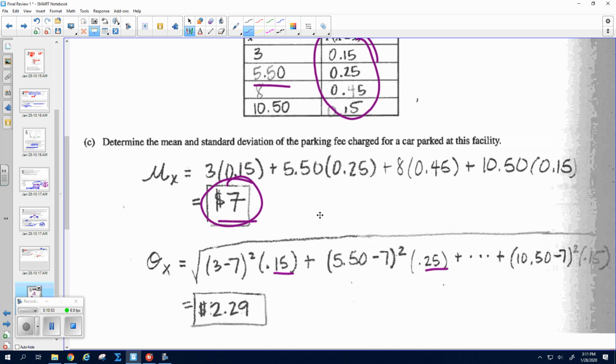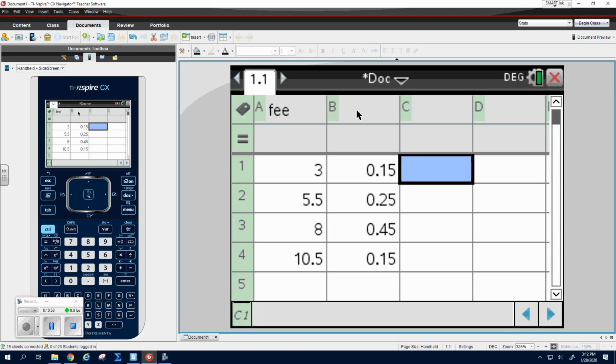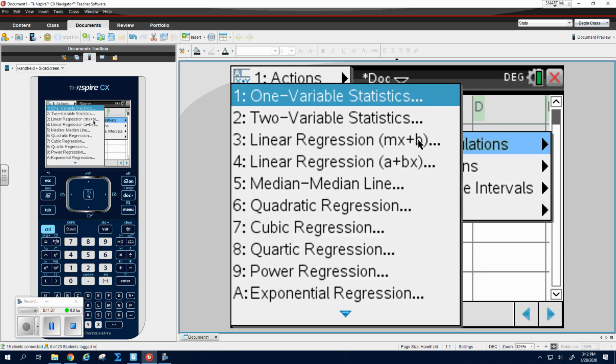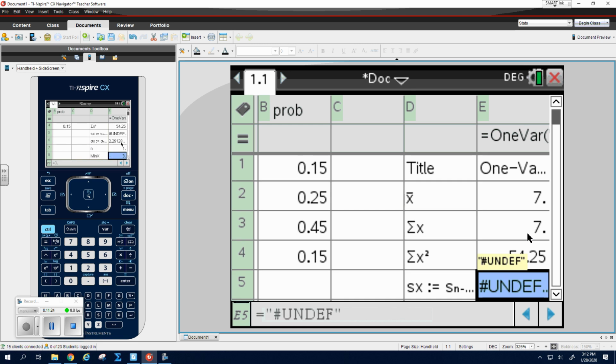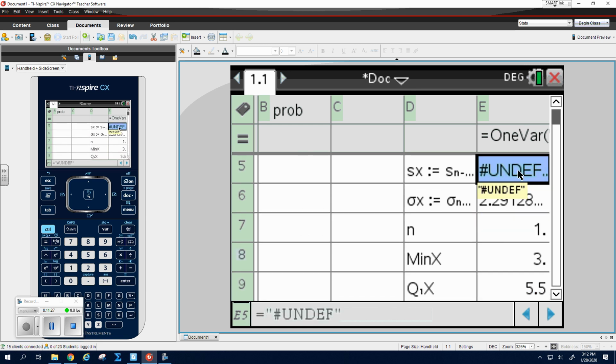In case you guys forgot, you can do this on your calculator. If you enter the data, that's the fee, and this one's the probability, you go to Menu, Statistics, Stat Calculations, One Variable Statistics, and you plug in your X list as fee and your frequency list as probability. So it's still a one variable statistics, but you're putting probability in for frequency that we usually don't do. All right, still gives you a mean of 7. Notice you don't get S sub X. You don't use that. Because you have all the data, this is the population standard deviation, and it's okay to use that on this problem.